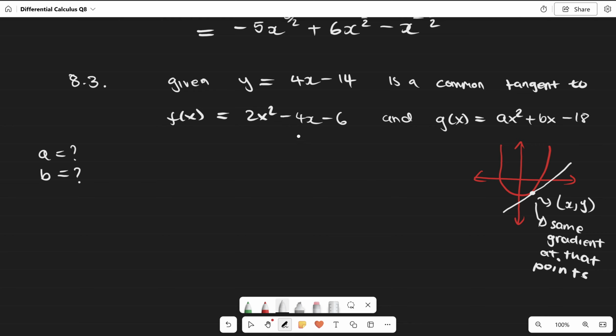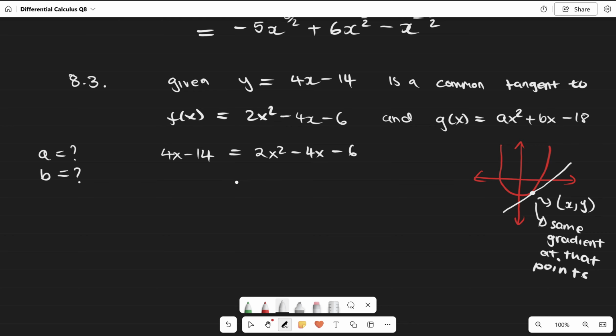So the first thing is that we know that they share the y values at this point. This function and this function and this function share the y values, right? So we can just say that y, which is 4x minus 14, is equal to f, which is 2x squared minus 4x minus 6, right?